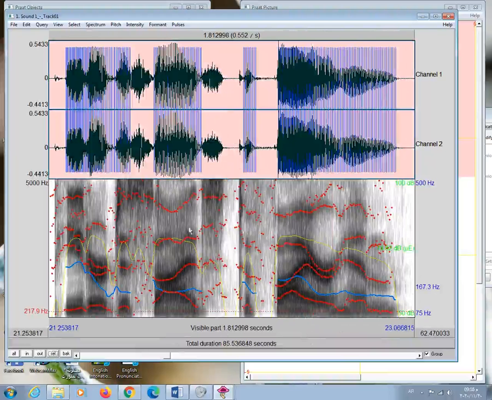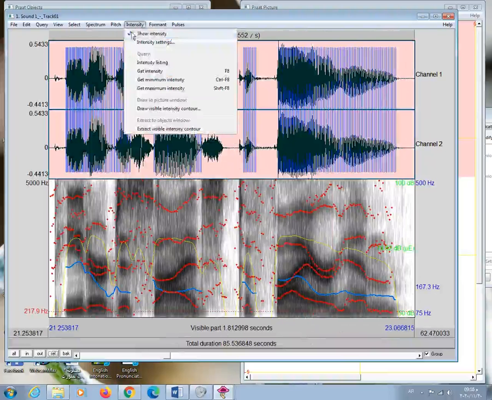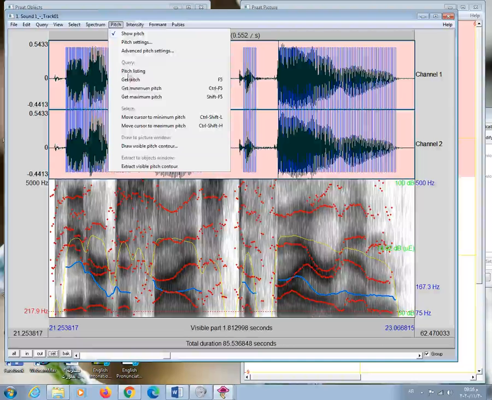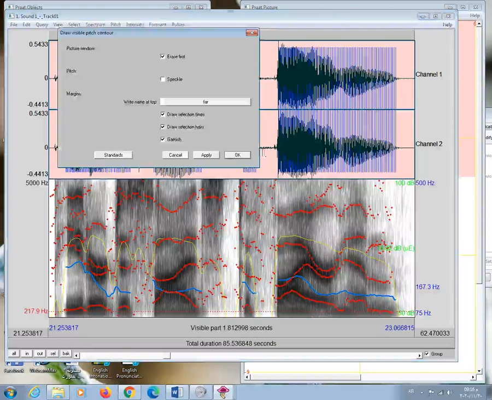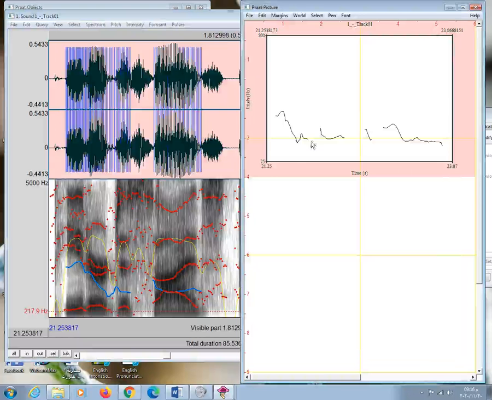Okay. Let's show the pitch and draw visible pitch. Peter decides, falling, but not so much falling, to fire him. The last one is the completion: to fire him. So we have two chunks. Peter decides, falling. Peter decides to fire him.